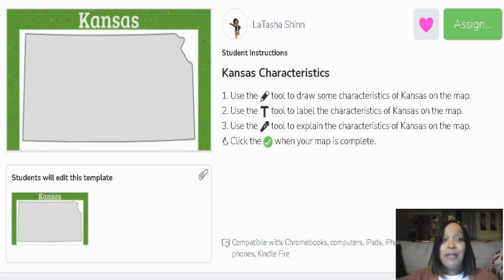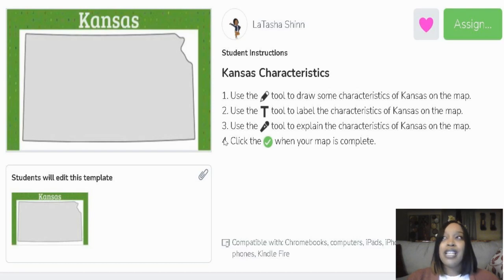Okay, so if I were doing this activity, friends, some of the things that I would draw on my map of Kansas are some of the things that we discussed while we were reading our book. So first, I would probably start by locating the capital of Kansas and drawing a star and the word Topeka. So go back in the video to find where Topeka is on the map.